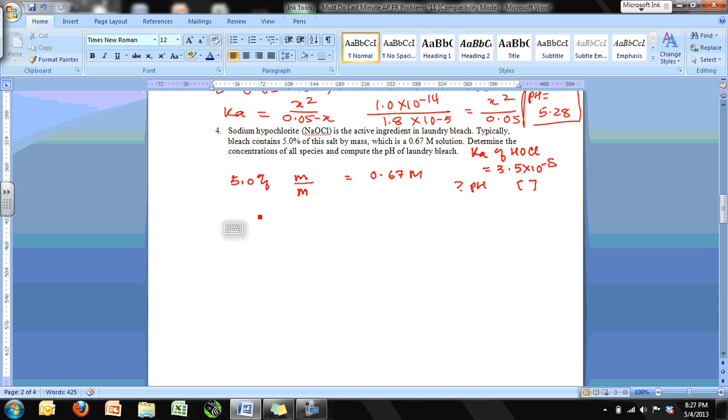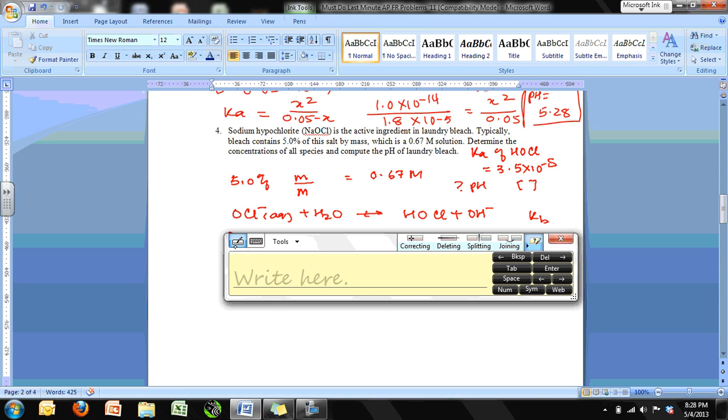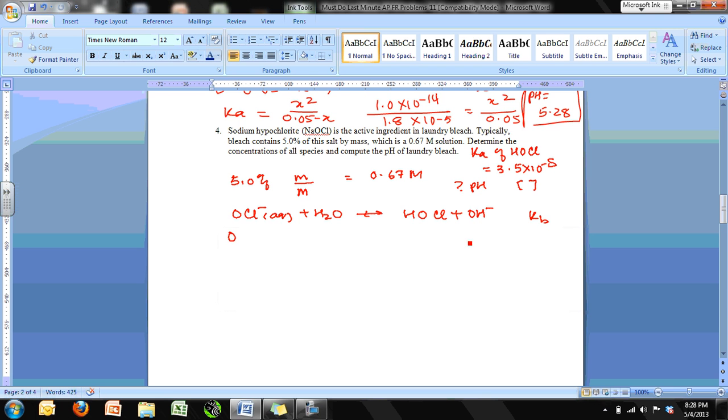So first, let's write if it is OCl minus solution, its hydrolysis, because it's an aqueous solution, will produce what? It will produce HOCl plus OH minus. So our pH should be slightly basic. And then we'll write a Kb expression. Now OCl minus's molarity initially is 0.67 molarity. We are not concerned about water because it's a pure liquid.